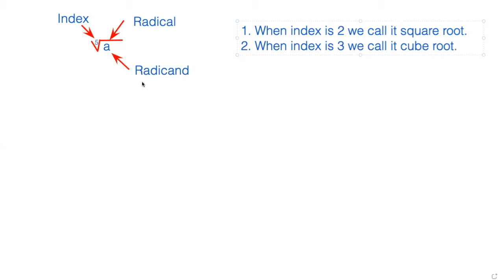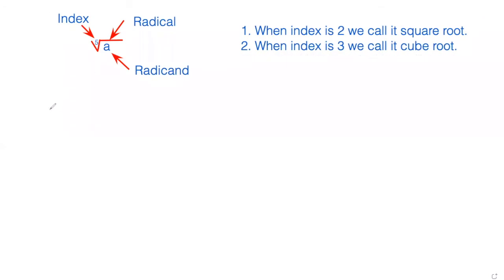So we can start with the square root. Square root is when the index is 2, right here, but normally we don't write it. And when the index is 3, then we call it cube root. So let's see how it works.